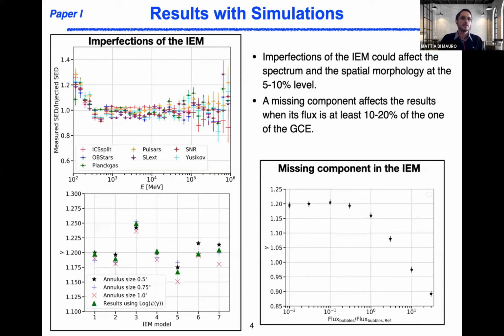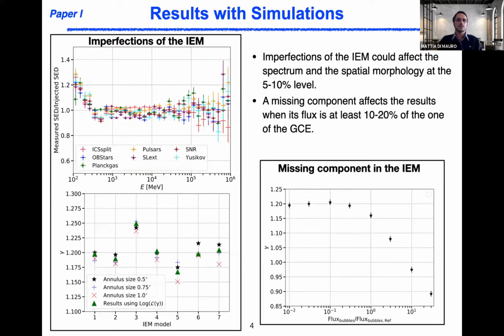Then we can also investigate how well the spatial morphology is found, and this is presented in the bottom left figure, where we show the value of gamma, the slope of the Navarro-Frenk-White profile, still simulating with one model but analyzing with another model. So this case also tests imperfections of the model. You see that gamma is well reconstructed with an error of basically 5–10%.